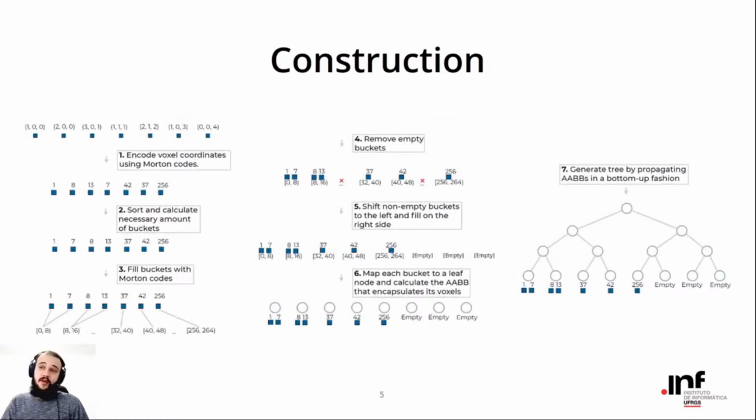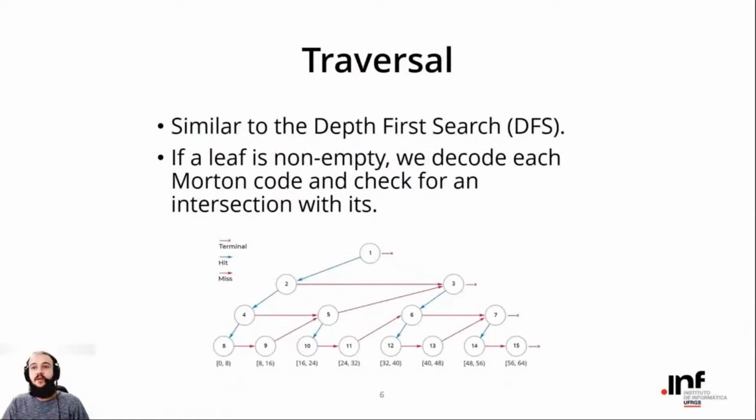A very quick summary of how we construct the tree is that we encode all non-empty voxels using Morton codes and sort them. We fill the buckets with these sorted Morton codes, remove empty buckets and shift to the left, map each bucket to a leaf, and then calculate the AABB of each leaf and propagate upwards.